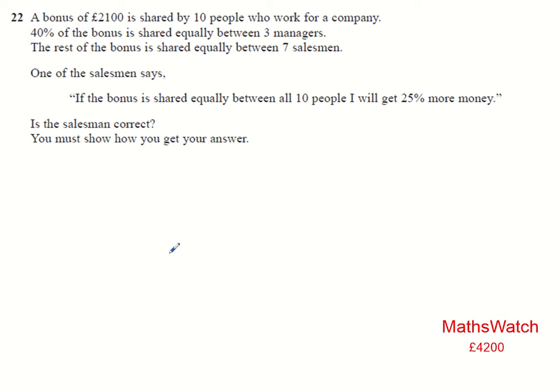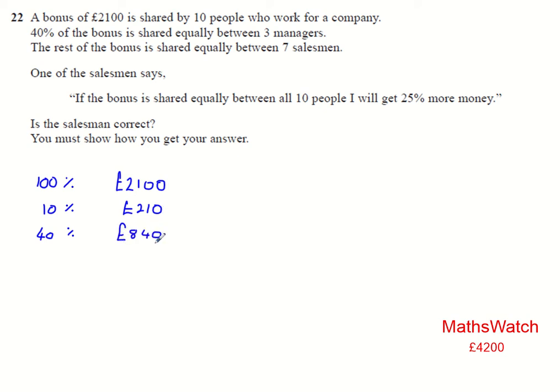So we need to work out how much money the salesman will get using the original scheme and using his own scheme of dividing everything equally. Let's start with the company's version. This bonus of £2,100 is being shared by 10 people, but 40% of it is going to the 3 managers. So we first of all need to work out 40% of £2,100. Well, 100% is the full 2,100. We can now work out 10% by dividing 2,100 by 10 to get £210. So 10% is 210, and so to work out 40%, we do 210 multiplied by 4, which is 840.